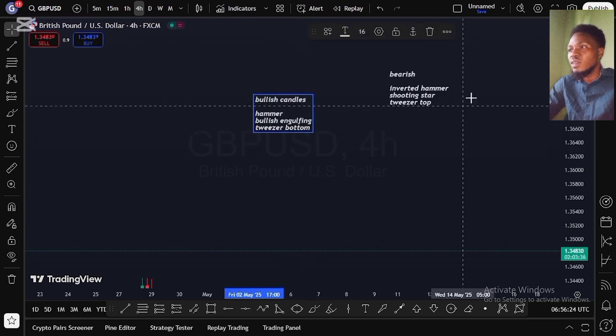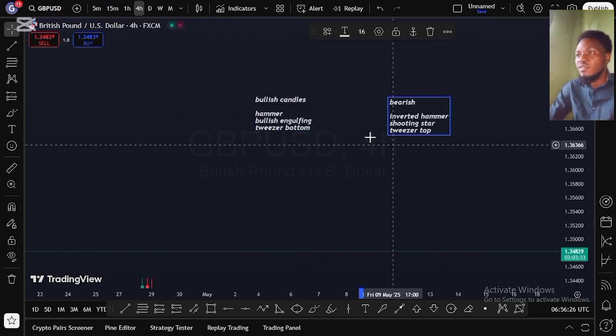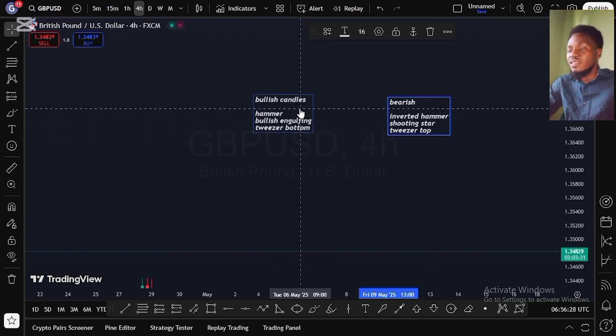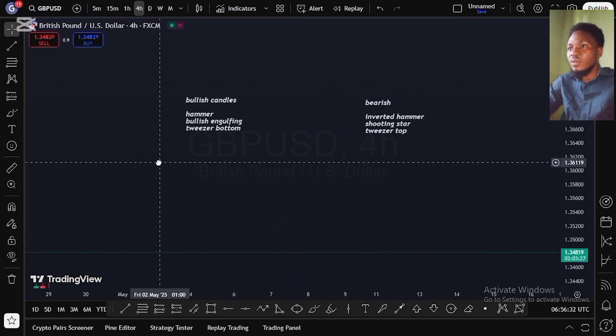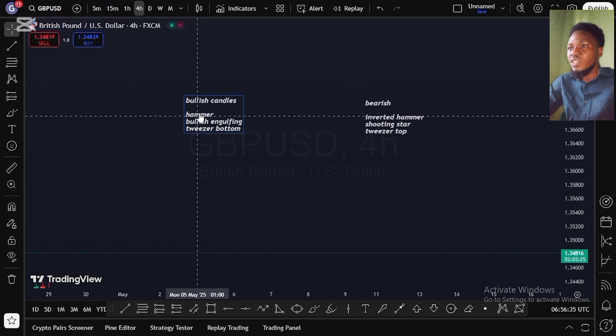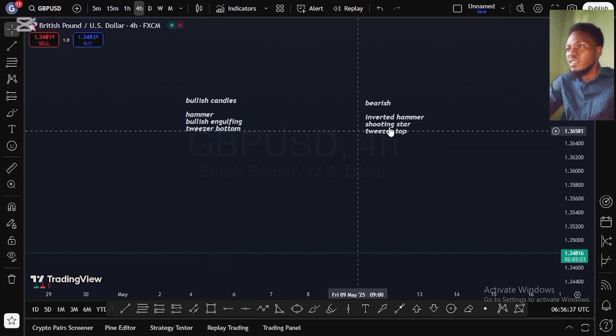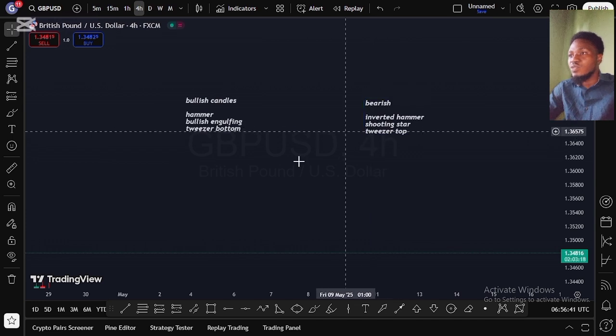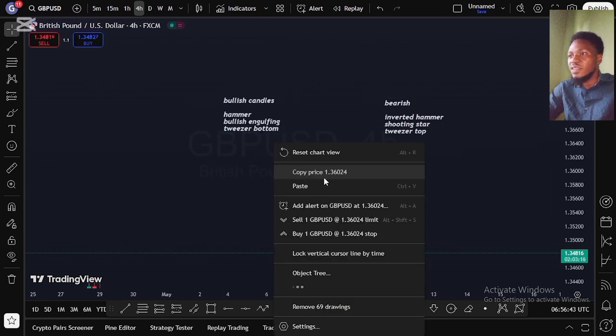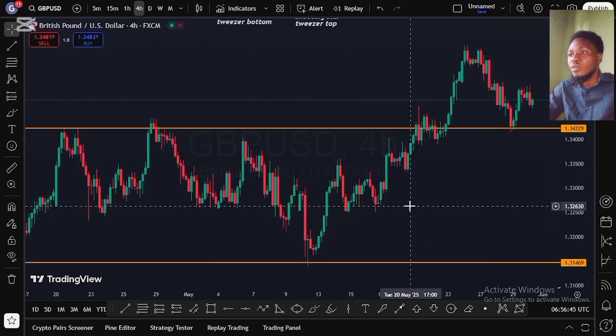I hope you take note of this. So we have the bullish candles, or what is it called now, the reversal patterns here are the hammer, the bullish engulfing, the tweezer bottom, the inverted hammer, shooting star, tweezer top. Let's go straight into the chart and see what we have there. Number one, I want to talk about the hammer.